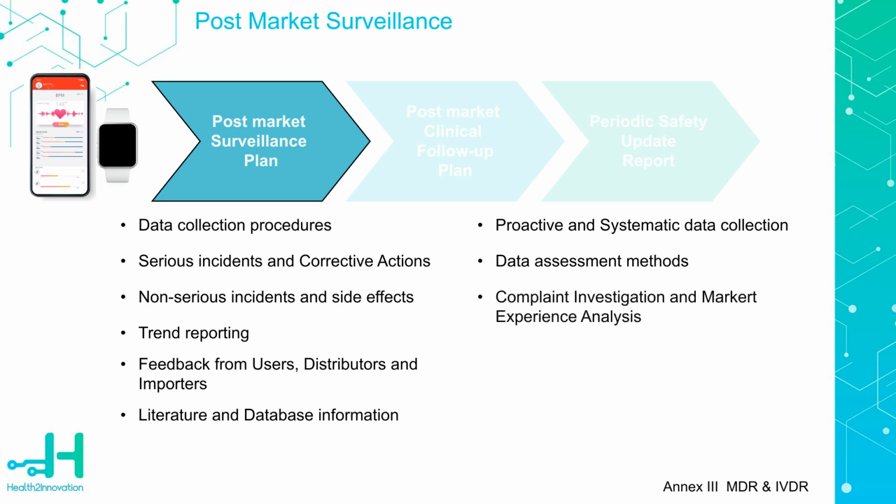The PMSP should include methods and tools to investigate complaints and analyze market-related experiences, aligning with complaint investigation and trend analysis protocols within the QMS. This involves managing events subject to trend reporting, such as establishing statistically significant increases in the frequency or severity of incidents. For example, if there is a spike in false alerts, the cause would be investigated and corrective measures implemented.